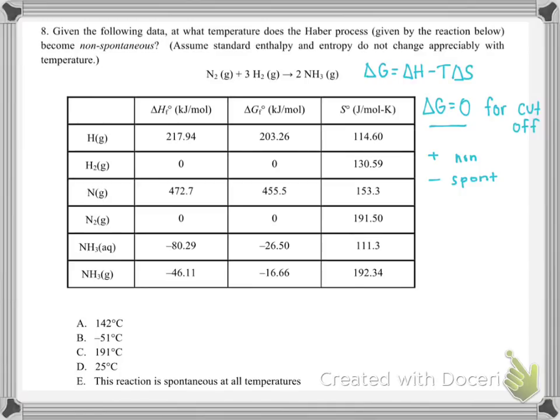So what we want to do is say 0 equals delta H minus T delta S, and then try to figure out what this temperature is that makes this true. So what we actually need is just information about delta H and delta S, not about delta G in this table. So we're actually not going to use this information at all, because this is only true at 298 Kelvin, because it's the standard delta G.